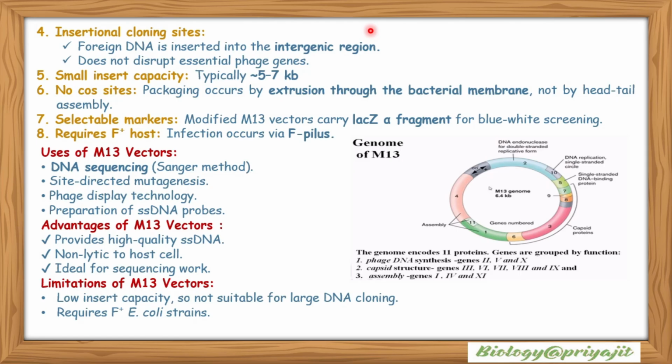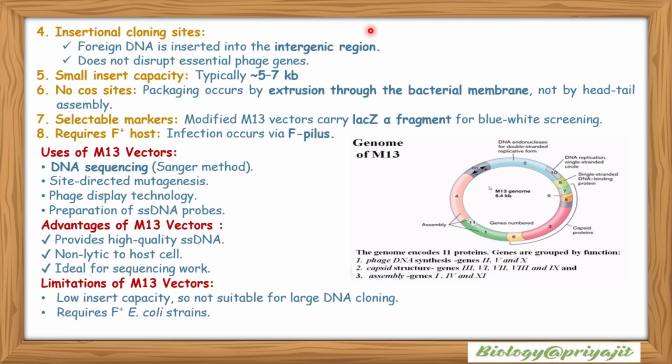Selectable markers: the modified M13 vectors carry lacZ alpha, a fragment for blue-white screening. It requires an F plus host. Infection occurs via the F pilus. Uses of M13 vectors: DNA sequencing by means of the Sanger method, site-directed mutagenesis, phage display technology, and preparation of ssDNA probes. What are the advantages of M13 vectors? They provide high quality ssDNA, are non-lytic to the host cell, and are ideal for sequencing work.